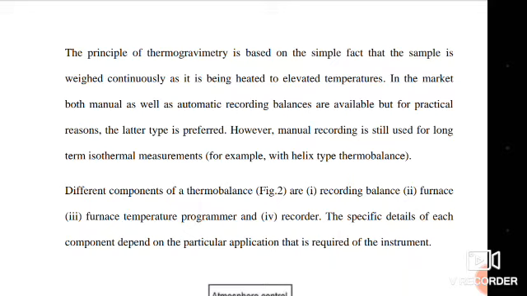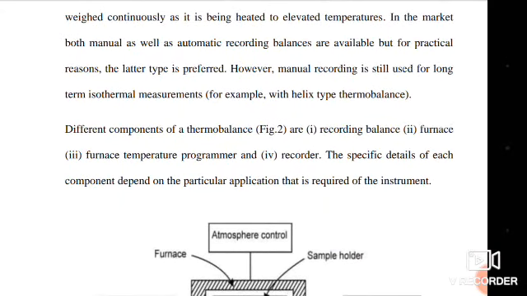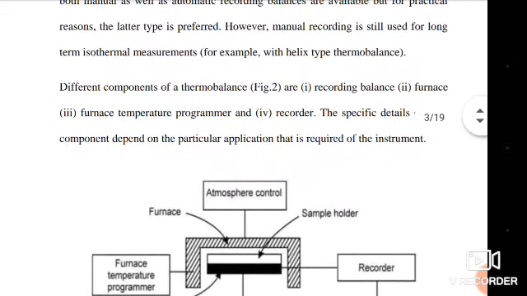So in the market both manual as well as automatic recording balances are available, but for a practical reason the latter type is preferred. However, manual recording is still used for long term isothermal measurement. So we are using the manual thermogravimetric apparatus.